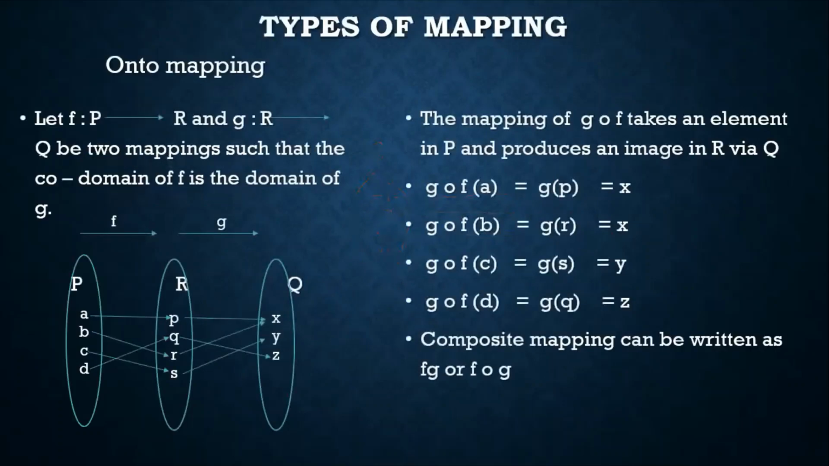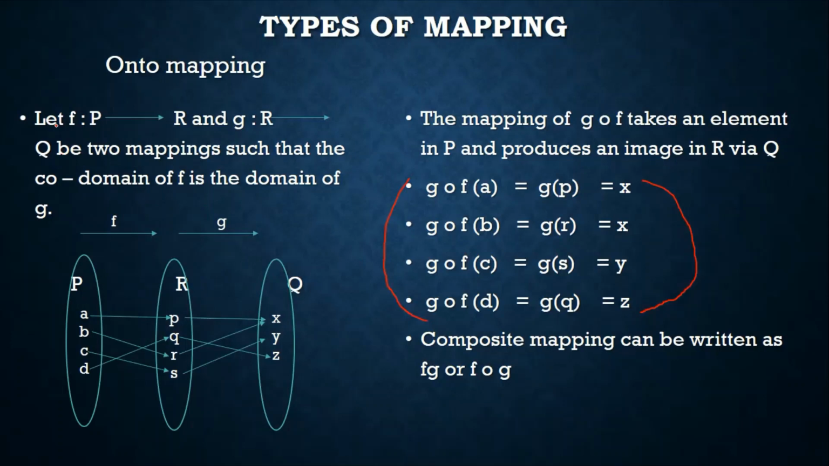Okay, now let's go to our third example. This third example is actually talking about the third type of mapping, which is the composite mapping. But I'm going to use it to illustrate a different type of onto mapping, which involves three sets.